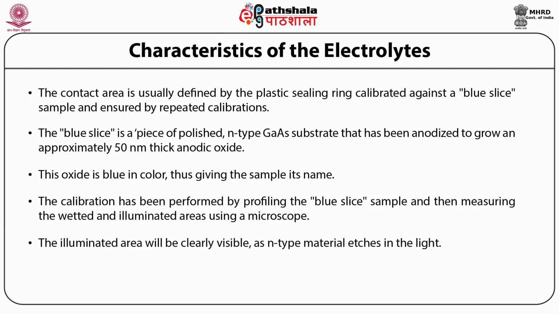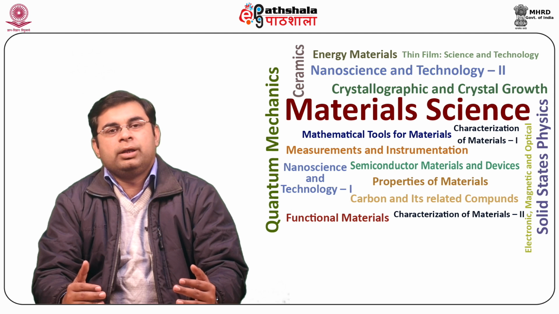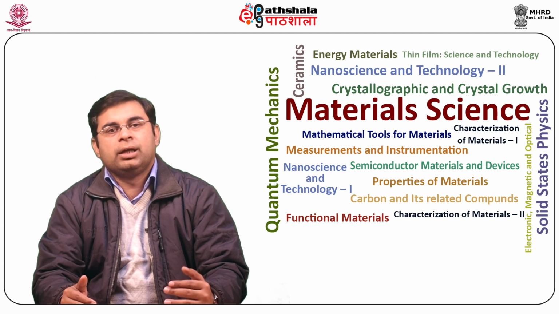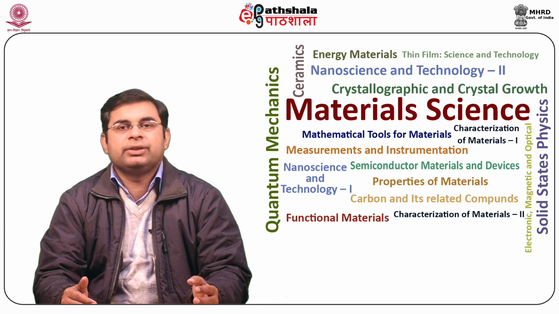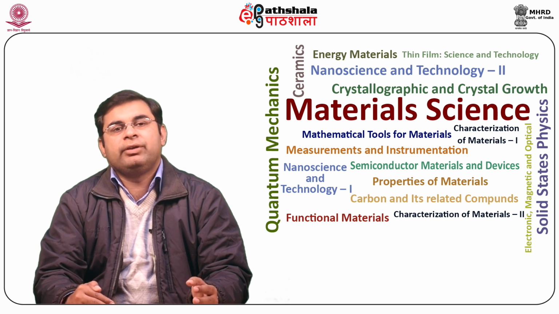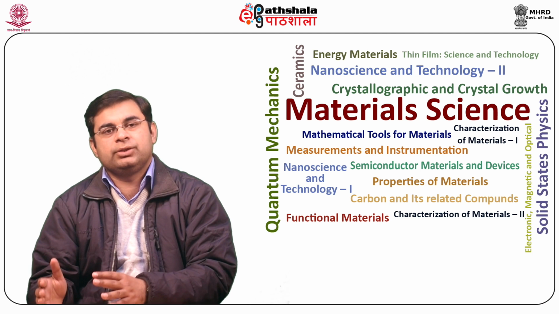Illuminated areas are clearly visible as N-type material etches in light, although wetted areas do not usually etch with N-type material. It is clearly visible with a blue slice run. Thus, the blue anodic oxide is chemically removed by the electrolyte. In addition to this, electrolyte 2 does not create any rounding of the crater edge, that is, enhanced etching at crystal edges is minimum, as evident from the optical microscope image of the etched crater and stylus.